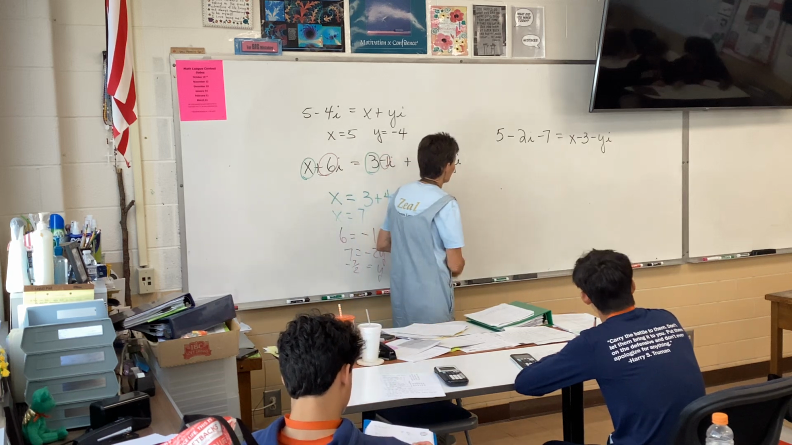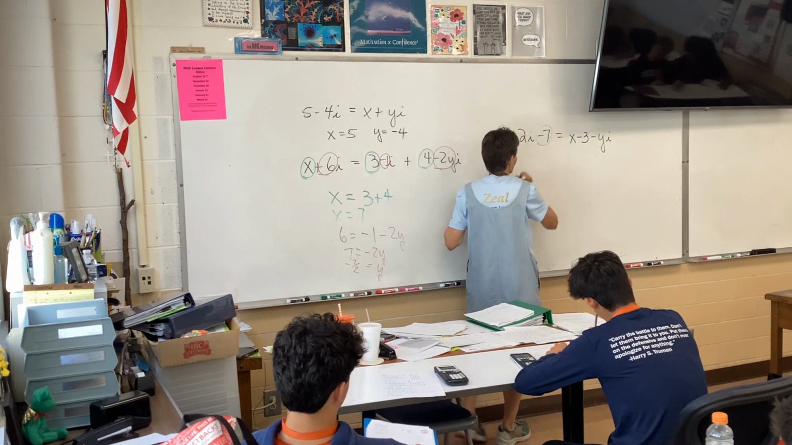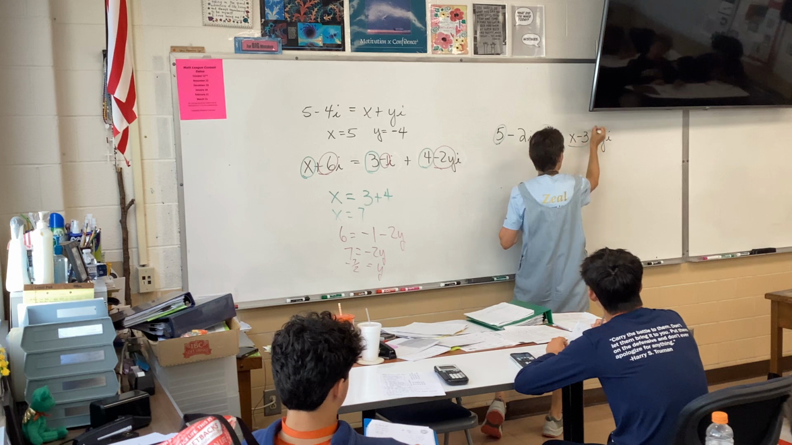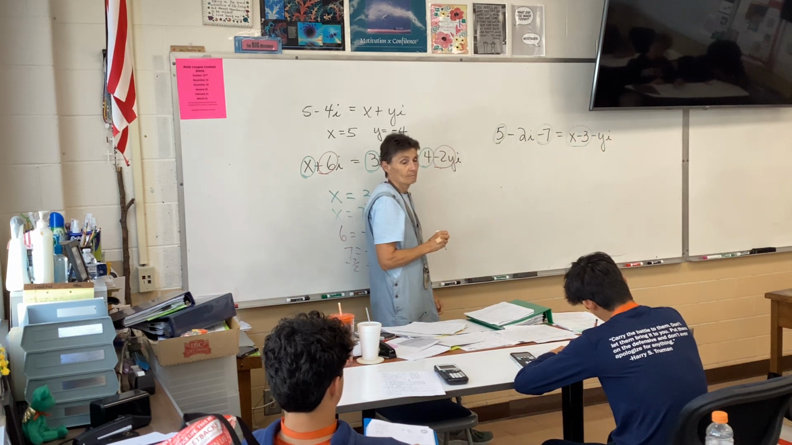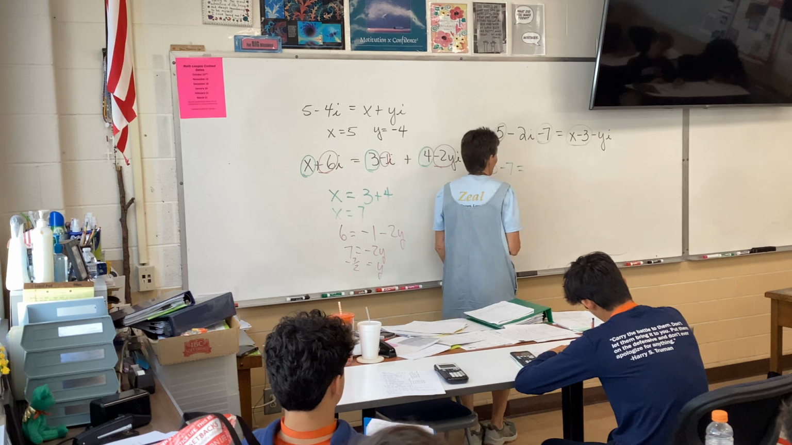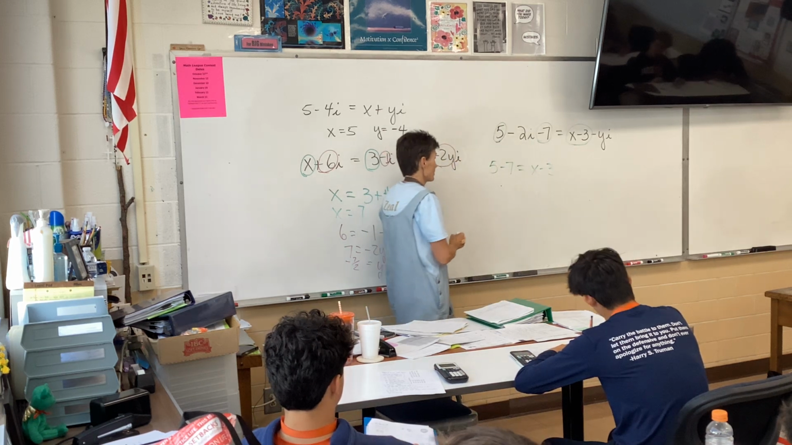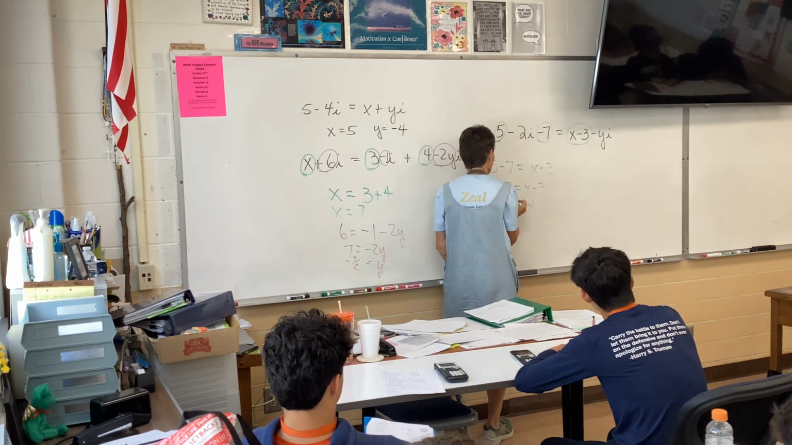All right, so here's my green. On this side, I got a 5 and a -7. And on this side, I have an x minus 3. Would everybody agree with that? So I have 5 minus 7 has to equal x minus 3. So -2 equals x minus 3, it looks like x is 1.